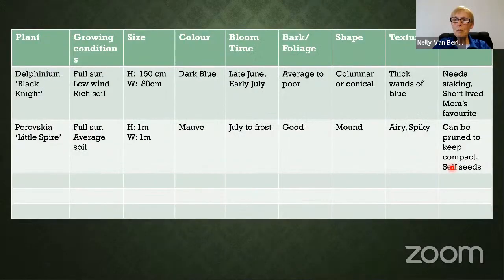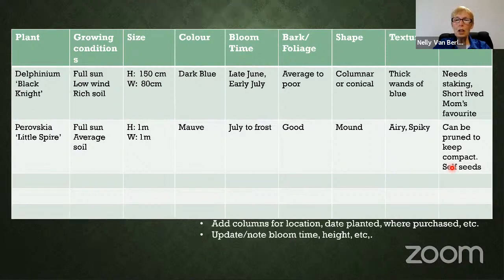And depending how much of a type A personality you are, you might want to keep really detailed notes so that you know when things bloom, what their different textures are and their shape, and that might help you in your planning. And you could add some columns so that you know what location it is in your garden, when you planted it, where you purchased it. And you could update that annually because height's going to change over the years as the plant matures, and bloom time is going to depend on the year.